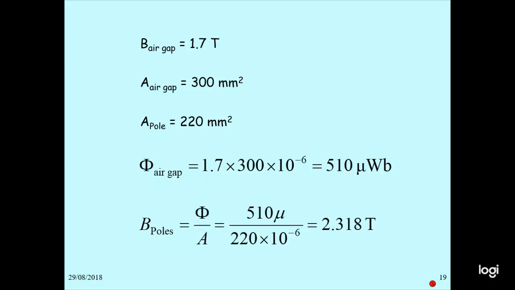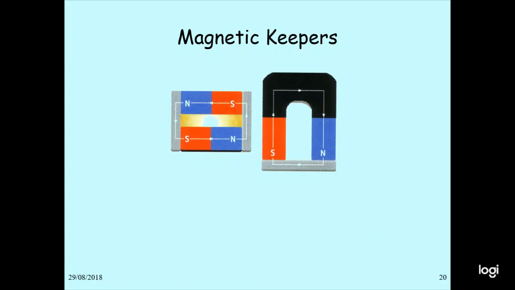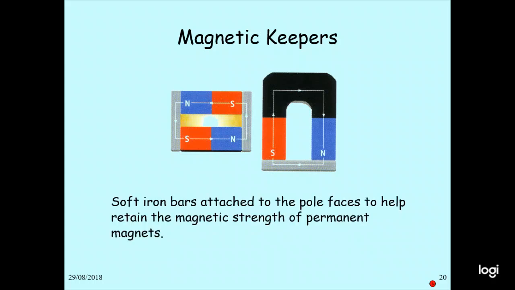The flux density of the pole is phi by A. So 510 divided by 220 into 10 power minus 6. You get 2.318 Tesla.